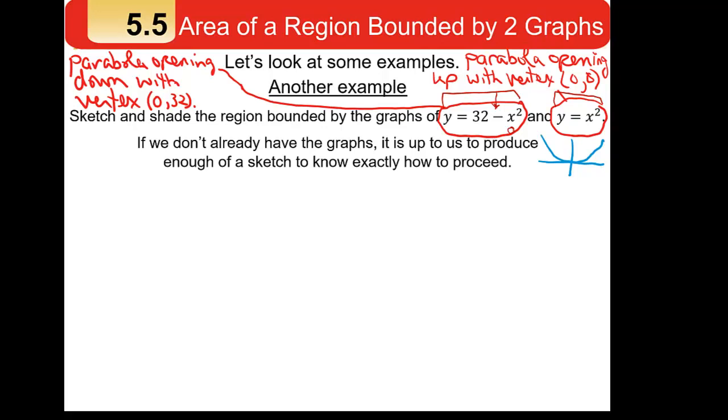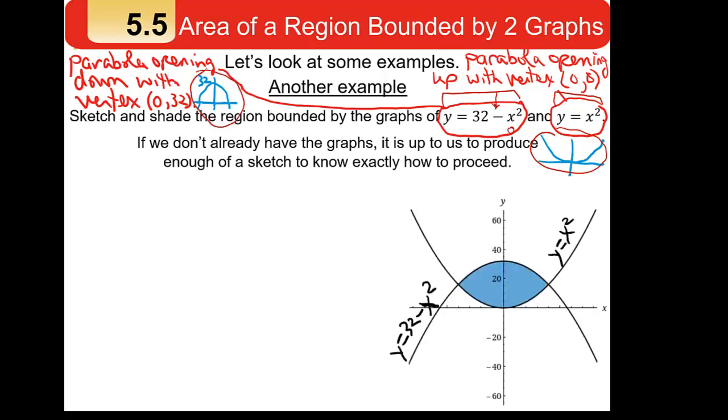If you put those two things together, the regular prototypical parabola y equals x squared with the one that opens down and goes through 0, 32, you'll see that this is what they're asking for. And you can also see that what we need to know is where these two curves intersect, because that's going to determine our limits of integration. So the first thing we have to do, when we don't already know it, is to find the points of intersection.